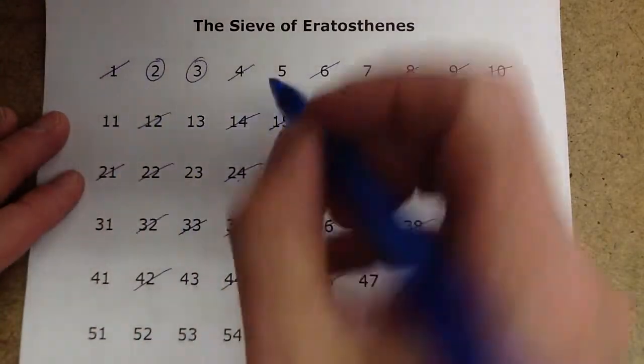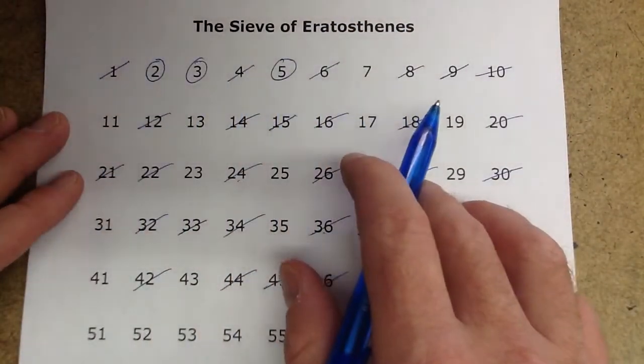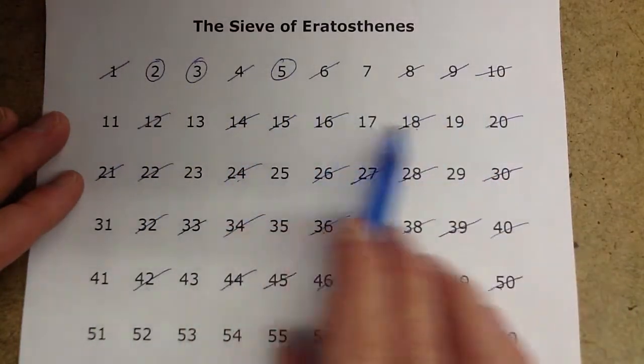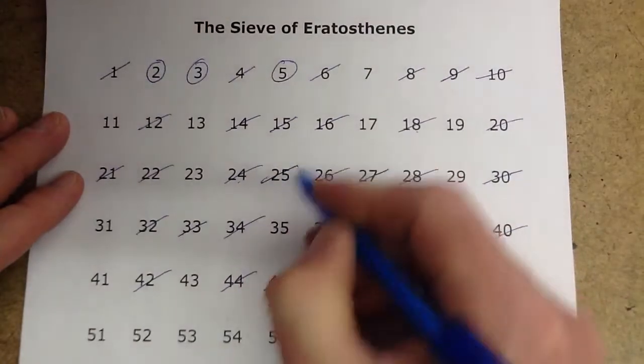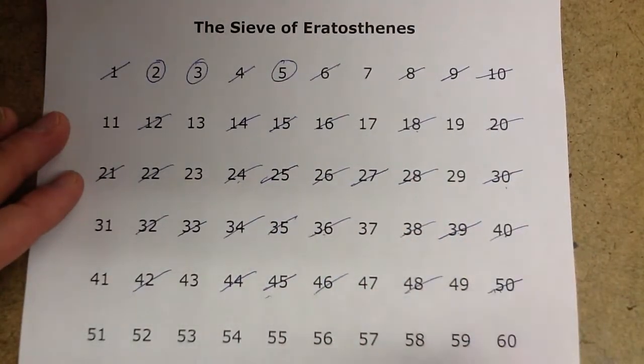Alright, the next uncrossed out number is a 5. Now let's go through and cross out any numbers that 5 goes into that have not been crossed out already. So 10, 15, 20, 25, 30, 35, 40, 45, 50.